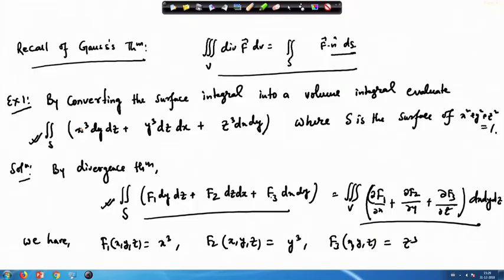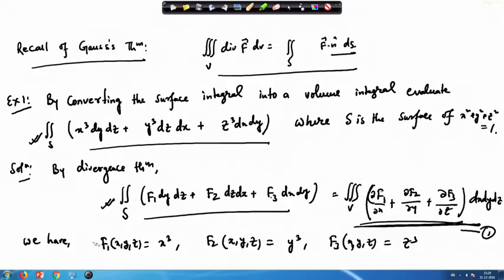Now, by the divergence theorem, let me name this equation 1. From equation 1, if we convert this surface integral into a volume integral, it will take this form, where V is the volume enclosed by this sphere S, which is given here, and we have to evaluate del f1 by del x.